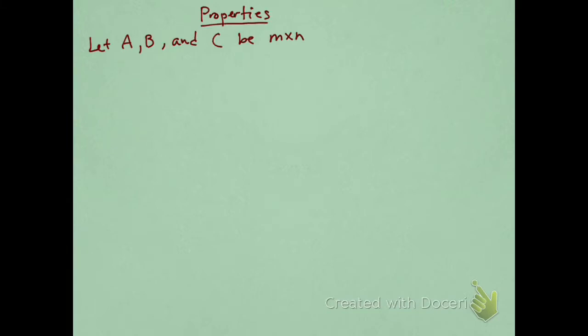So here are some properties that hold. These properties show you that it makes sense to denote these operations as addition and multiplication and think of them as addition and multiplication. They basically say that the operations behave the way you would hope. Okay, so let A, B, and C be three matrices of the same size, m by n for concreteness. Let r and s be scalars.